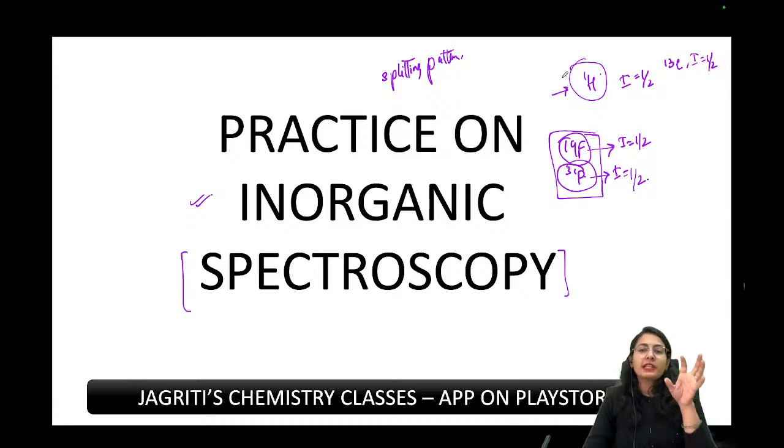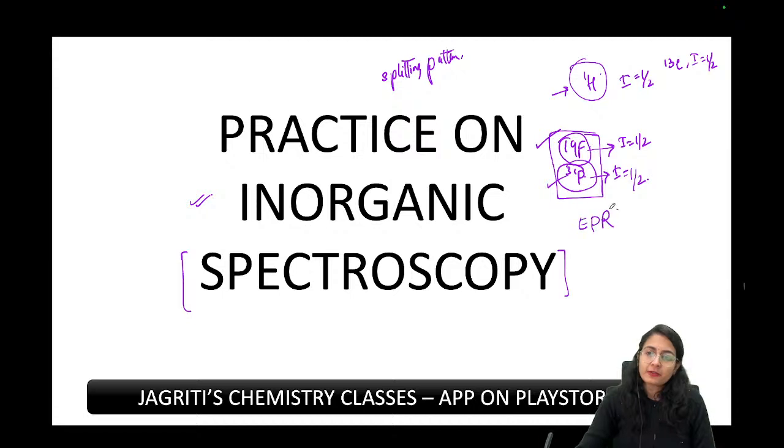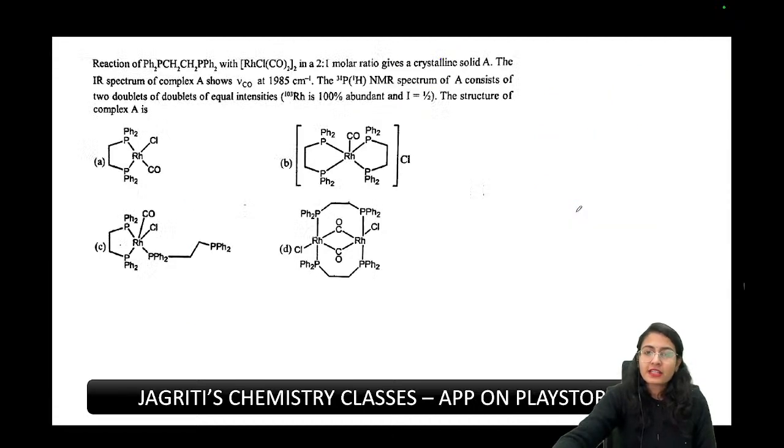Just there is going to be a little bit of difference because यहाँ पे metals या फिर heteroatom से connected होगा. ठीक है. So I have taken some questions on 19F NMR, 31P NMR as well as EPR spectroscopy. So let's start our discussion without any further delay. ठीक है. ये आज का हमारा पहला question है guys.